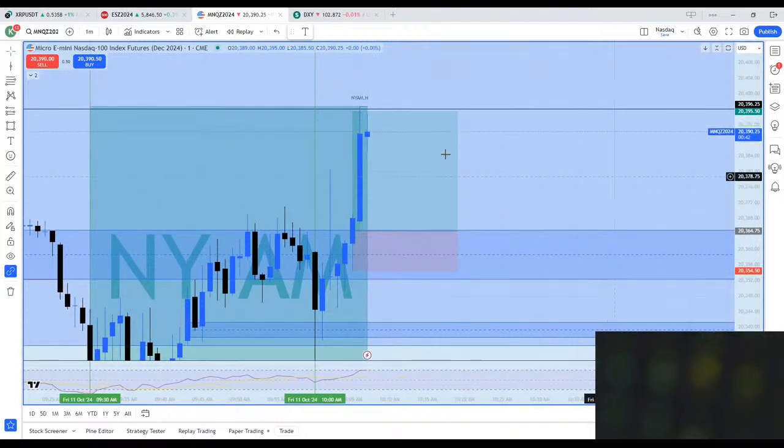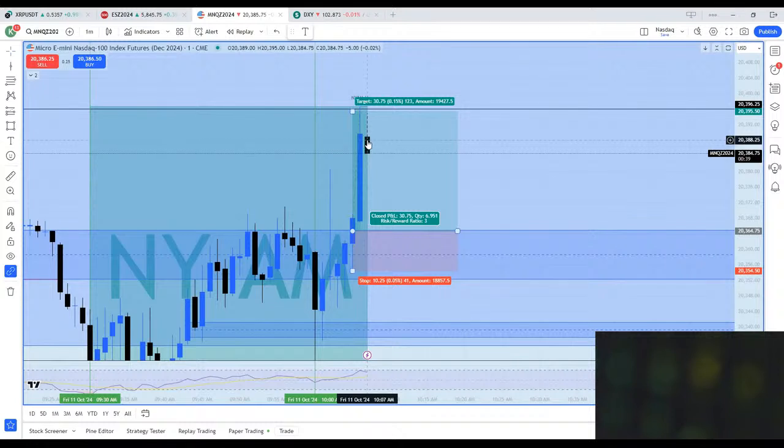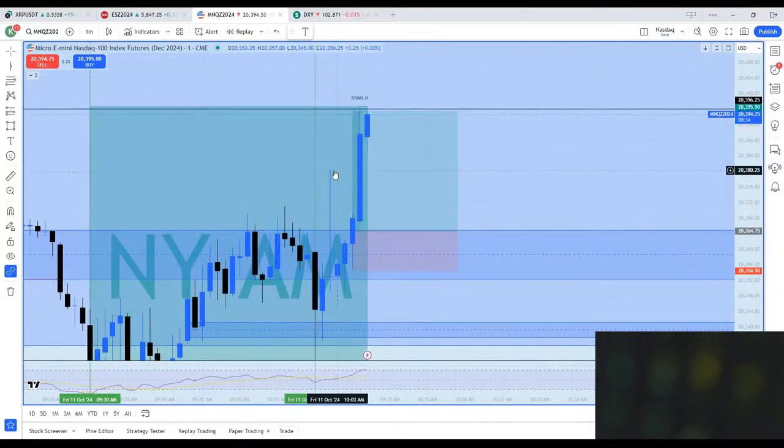It actually left another fair value gap here. If this candlestick closed and leave this gap open, this right here would probably be the better entry because it just took out this high.